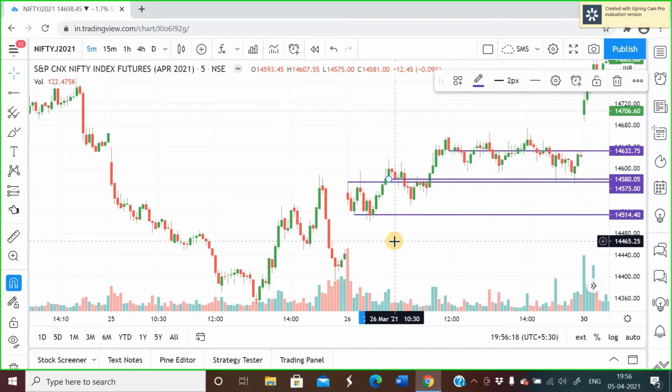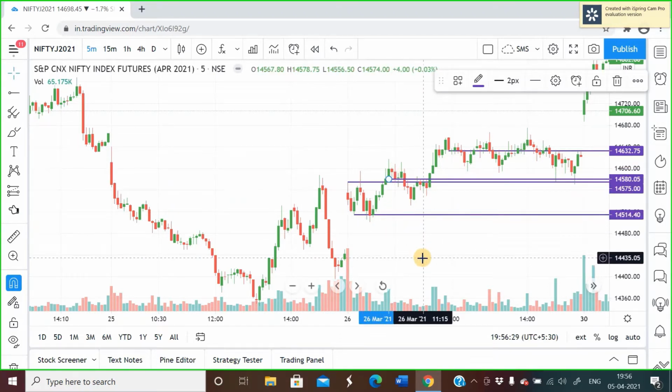Now what should be your target? The target should be simple. It should be the difference between the range, basically the high and low of this range. For example, 14,575 and 14,514, roughly 50 points, right? 14,575 and 14,514, how much is the difference? Just let me calculate it.